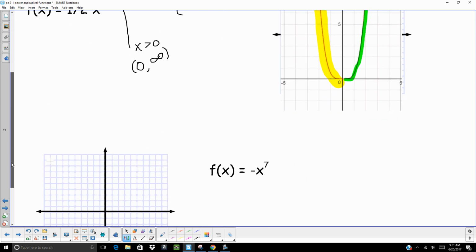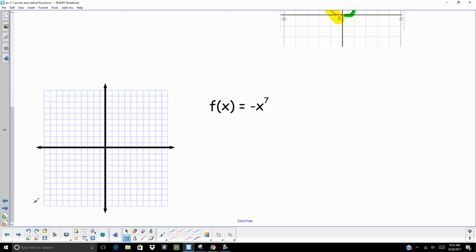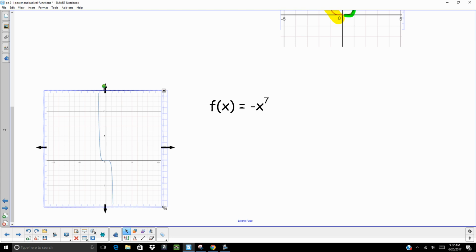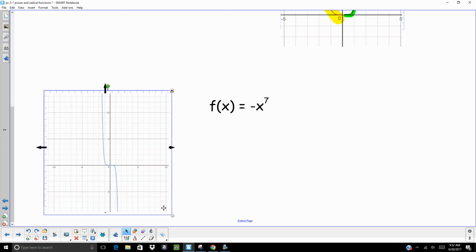So let's do another one. f of x equals negative x to the 7th. Well, I've got an odd degree, 7 is odd, and a negative leading coefficient. So right now, I'm thinking that my end behavior, well, you take a second to figure out what your end behavior is. It's either down, up, or up, down. If you said up, down, you are correct.